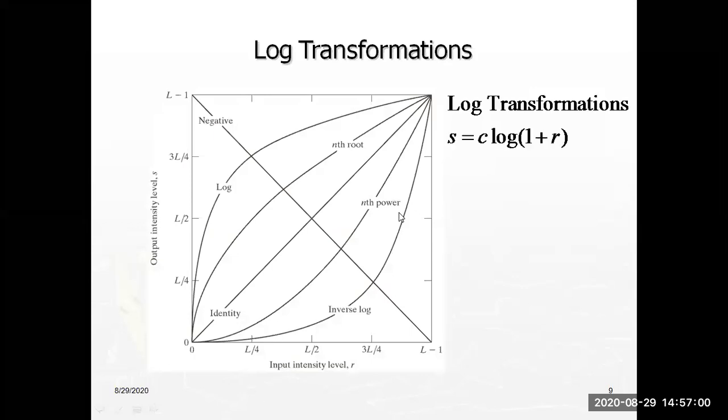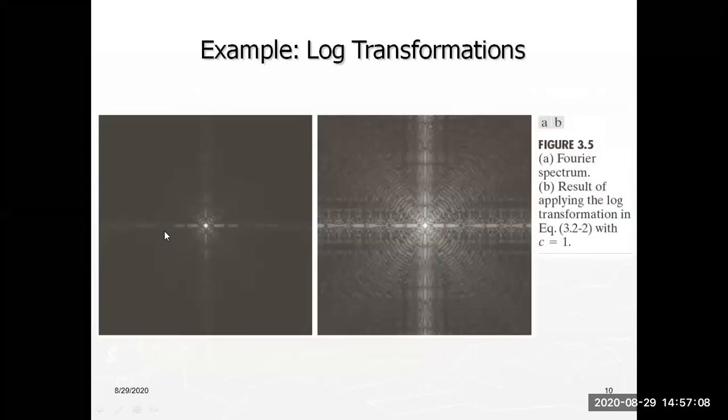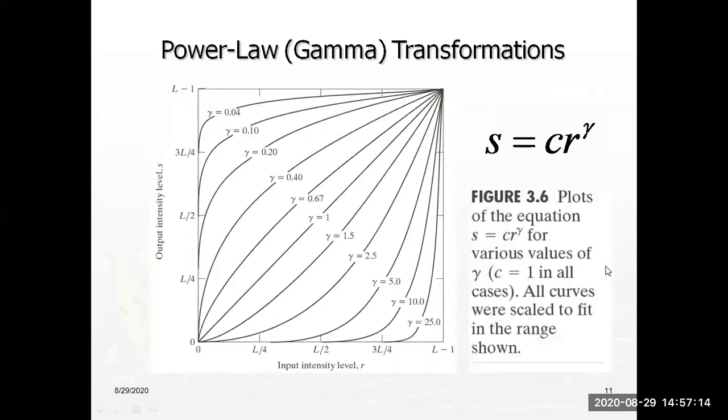Similarly, the log transformation function is s equals c into log of 1 plus r. If you apply it on the image of a Fourier transform, the output will be like this, with c equals 1. Next, there are also power law transformations.